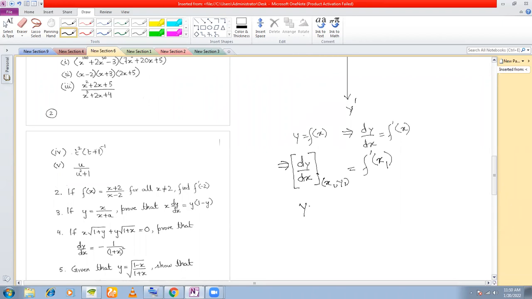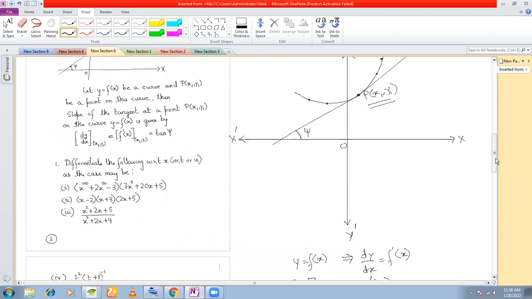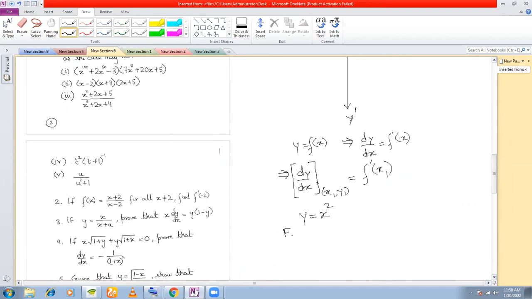Let us suppose I have a graph of y is equal to x squared, and I want to find the slope of the tangent to this curve at a point on the curve. Let us say I want to find the slope at the point (-1, 1). Then how will I find out the slope of this tangent?